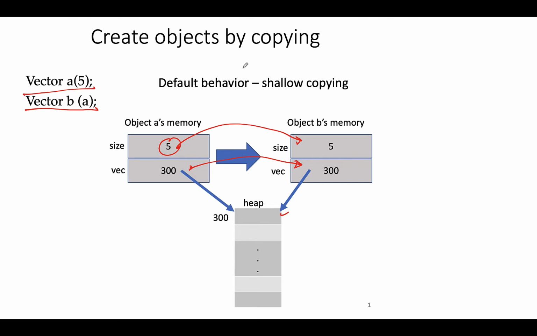Problem number one is that these objects are not independent. They basically share the same memory, right? And problem number two is that when object A goes, let's say, out of scope and invokes the destructor, it is going to free this memory. And when object B again goes out of scope and calls the destructor, it is going to attempt to free the same memory. And that's going to create basically a double free problem. And it's going to cause our program to crash.